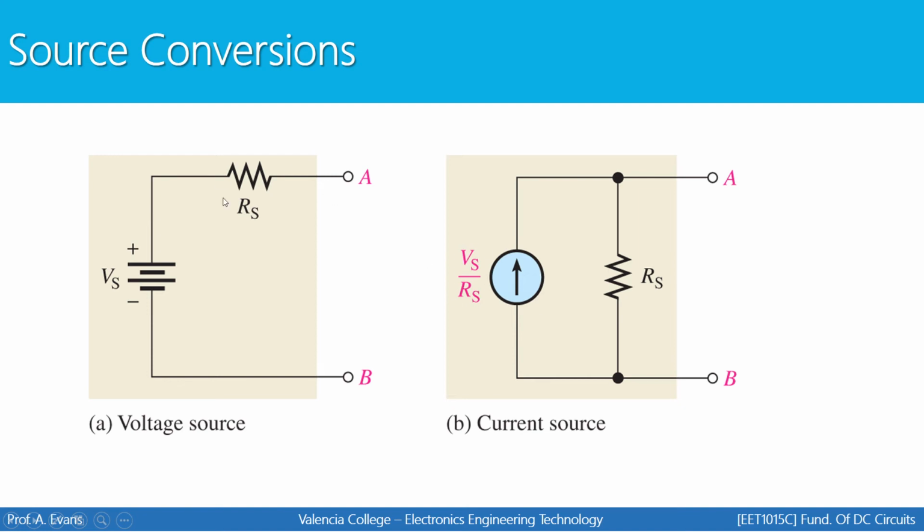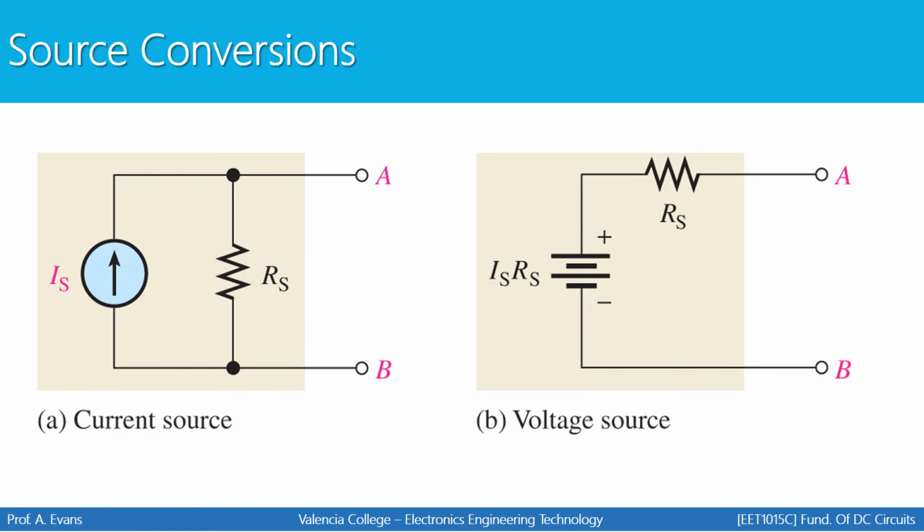And our internal resistance Rs here will just be drawn in parallel to the current source. This is called a source conversion. It's taking a voltage source and creating a schematic for an equivalent current source which would deliver the same amount of current and voltage to the load. The load will be connected from A to B.